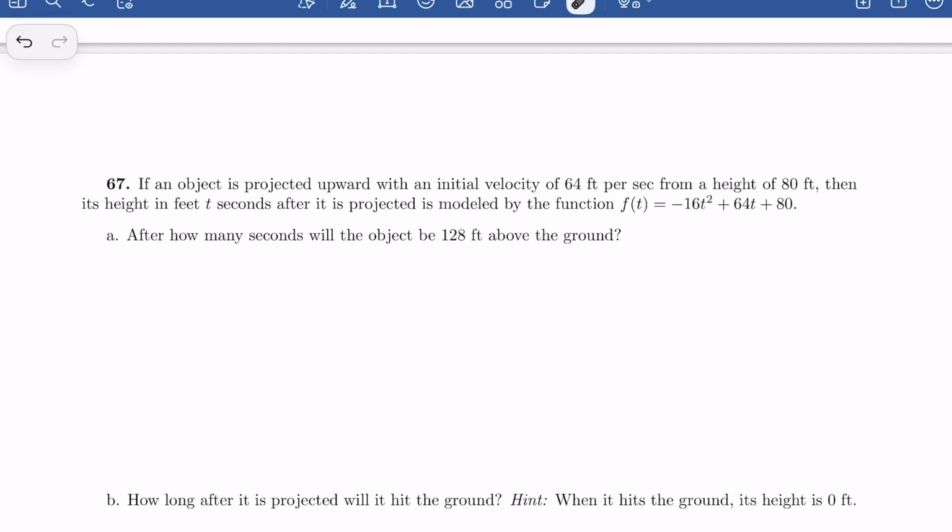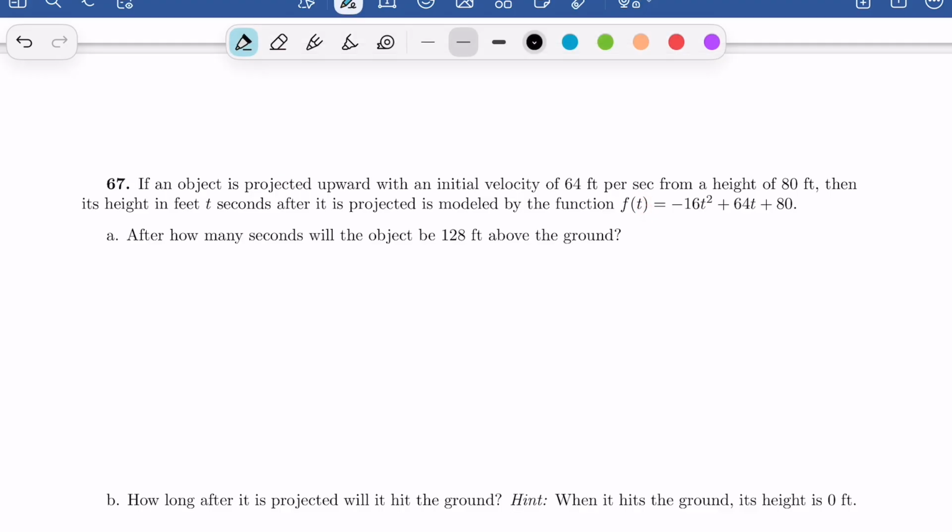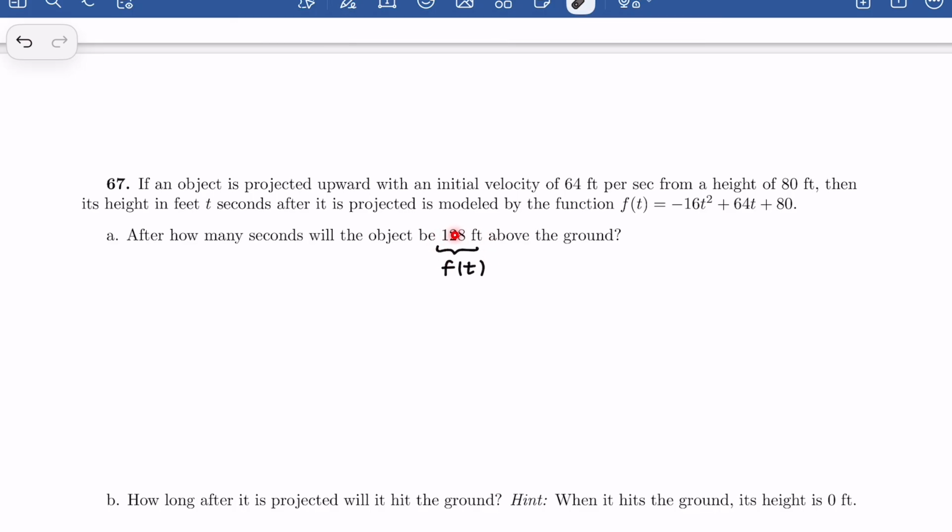Now what we want to figure out is after how many seconds will the object be 128 feet above the ground? Well, remember this function that we were given is the model for our height. So this tells us that f of t is going to be our height of this projectile t seconds after it leaves the ground. So in this instance, 128 feet is going to be our value for f of t. So what we can do then is plug this value for f of t into our function and solve for t.